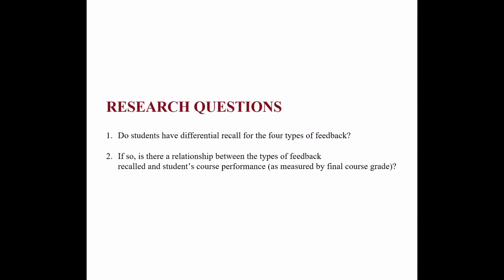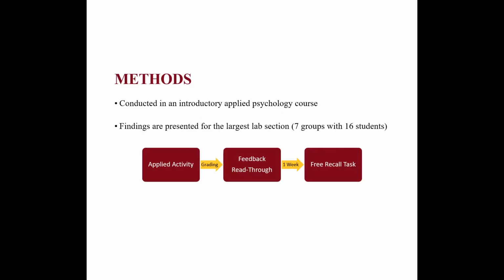Using the four types of feedback as our guide, we aim to fill gaps in the literature on students' memory for feedback by exploring the following research questions. Do students have differential recall for the four types of feedback? And if so, is there a relationship between the types of feedback recalled and students' course performance as measured by their final course grade? Because we care about how students are using feedback in real classrooms, we embedded this research in an actual undergraduate applied psychology assignment.